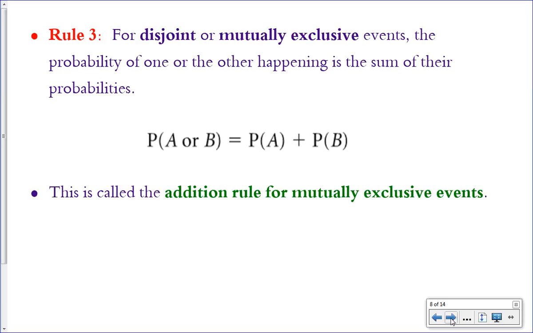So for mutually exclusive events, the probability of one or the other happening is simply the sum of their separate probabilities. This is called the addition rule for mutually exclusive events. It is in our formula booklet, and it only applies for events that do not overlap. I think we probably have an example of this on another slide, so let's keep plugging along here.